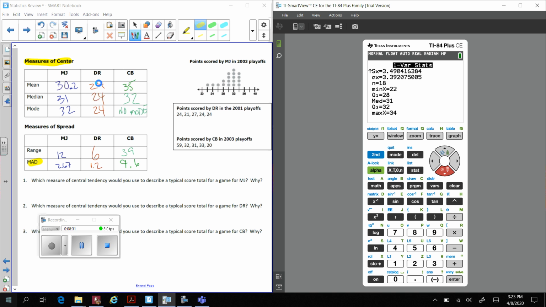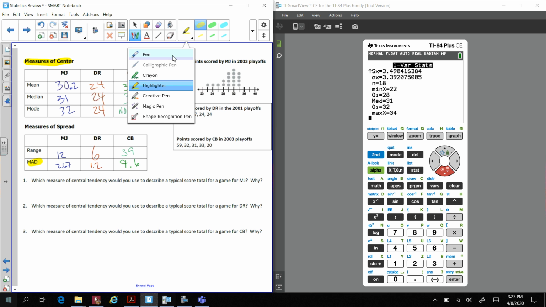I did the same thing for David Robinson and Charles Barkley. If I look at those, like I said, the mode for David Robinson, 24, 24, 24 happens the most. And Charles Barkley doesn't have anything repeat, so he has no mode. So go down to these questions. Let me minimize this. Which measure of central tendency would best describe Michael Jordan?